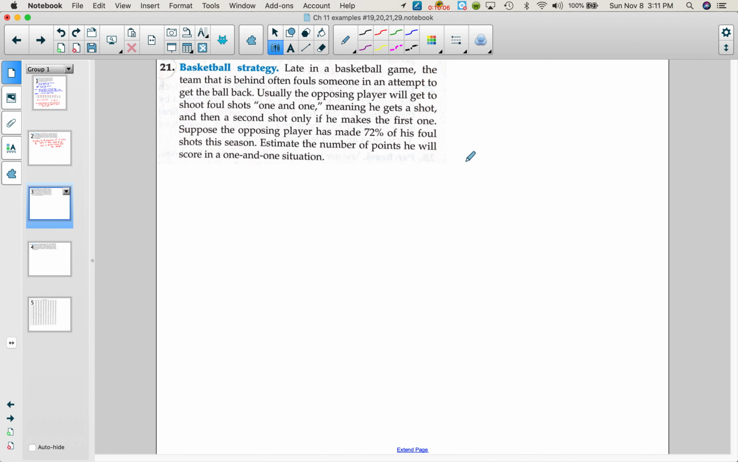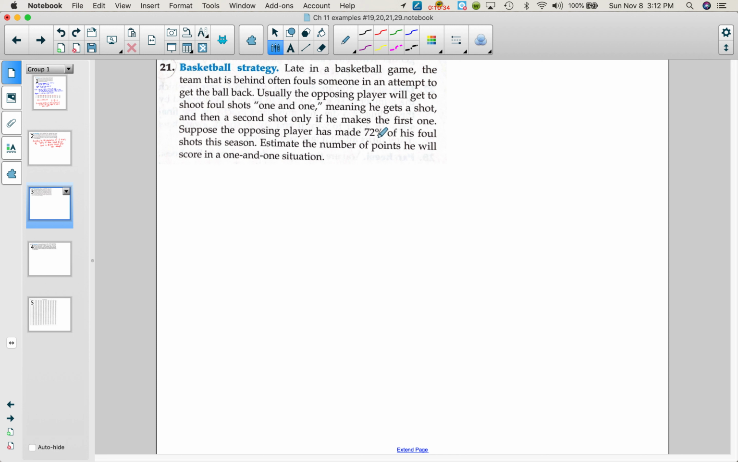So this actually is the problem on the handout that I didn't do. So here we are, doing this problem now. Late in a basketball game, the team that is behind often fouls someone in an attempt to get the ball back. Usually the opposing player will get to shoot foul shots 1 and 1, meaning he gets a shot and then a second shot only if he makes the first one. Suppose the opposing player has made 72% of his foul shots this season. Estimate the number of points he will score in a 1 and 1 situation.